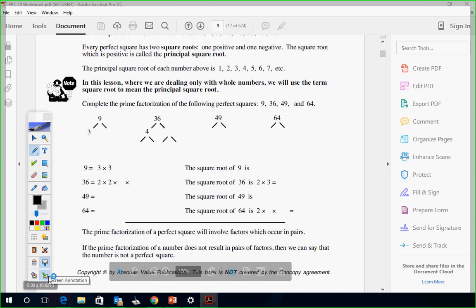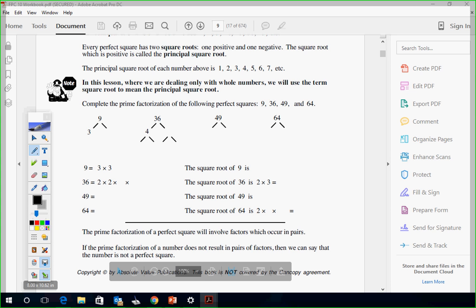So perfect squares, the whole numbers include 1, 4, 9, 16, 25, 36, 49. Every perfect square has two square roots, one positive and one negative. So that just means that 5 squared is 25, negative 5 squared is 25, because a negative times itself is a positive. You really need to know that for Math 20. When we do our parabolas, you have to think about the negative answer and the positive answer all the time. So keep that in mind.